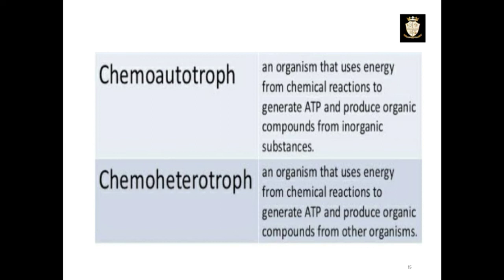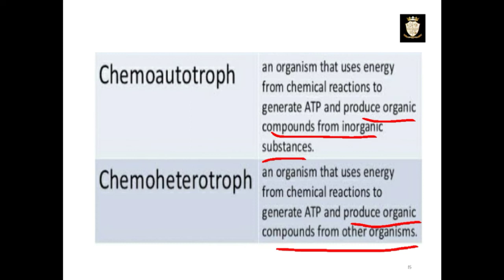Chemoautotrophs are organisms that use the energy from chemical reactions to generate ATP and produce organic compounds from inorganic substances. That is the chemoautotrophs. In the case of chemoheterotrophs, they are organisms that use energy from chemical reactions to generate ATP and produce organic compounds from other organisms. Okay, that is the difference between chemoautotrophs and chemoheterotrophs.